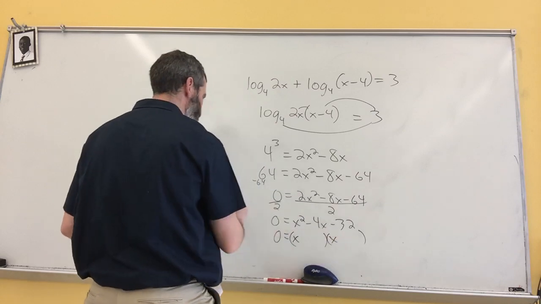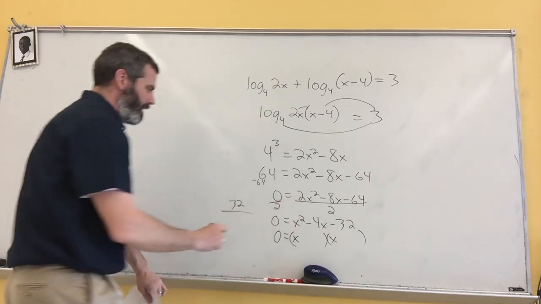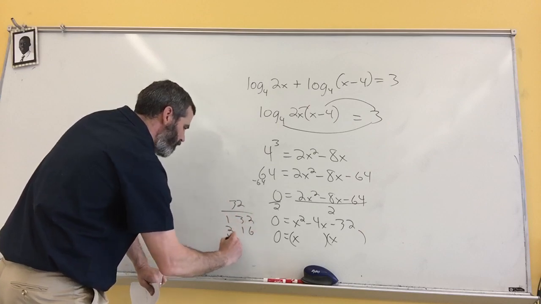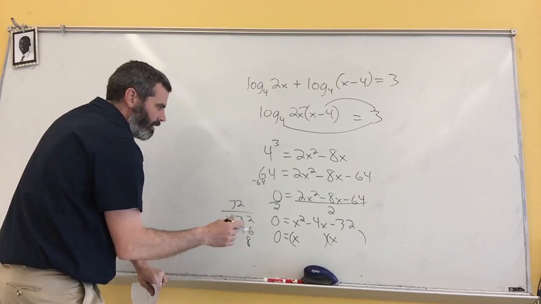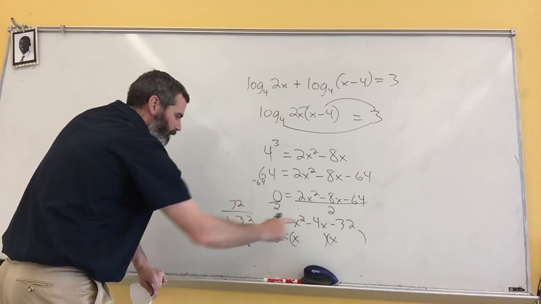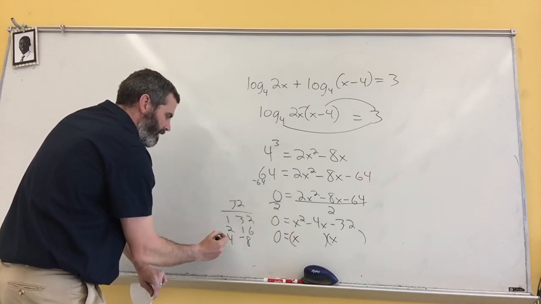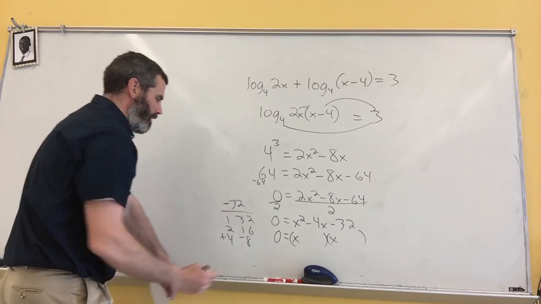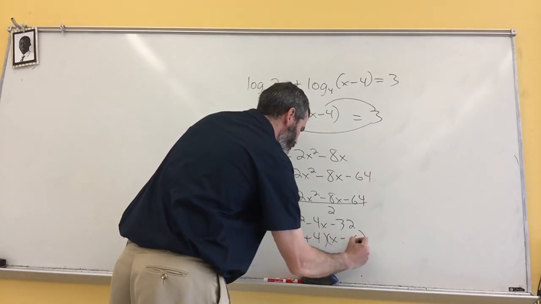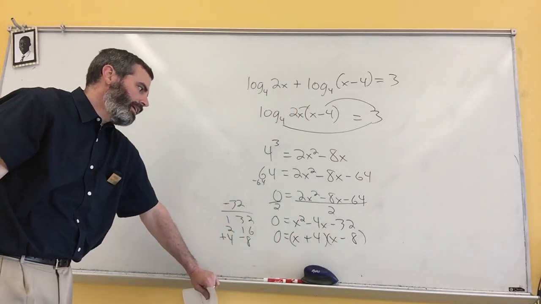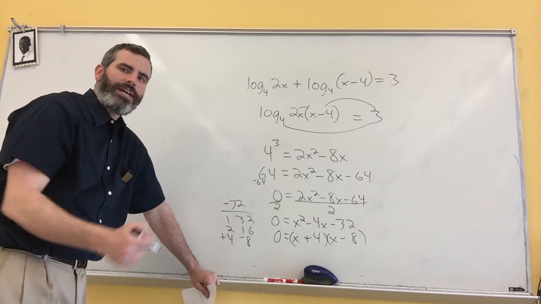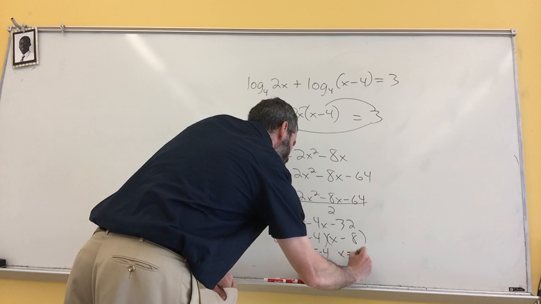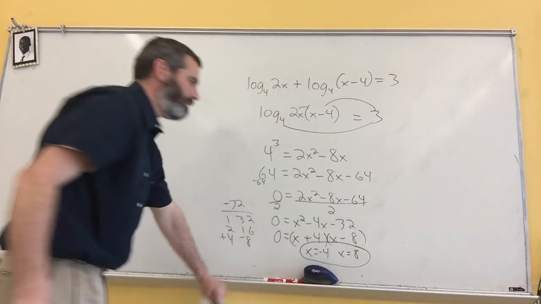x and x, and factors of 32 that differ by 4. 1 and 32, 2 and 16, 3 no, 4 and 8, 5 no, 6 no. So 8 minus 4 is 4. I'm going to need a negative 8 and a positive 4. Negative 8 plus 4 is negative 4. Okay? So x plus 4, x minus 8. Zero product property, set my two factors equal to 0, and I'm going to end up with x equals negative 4 and x equals 8.